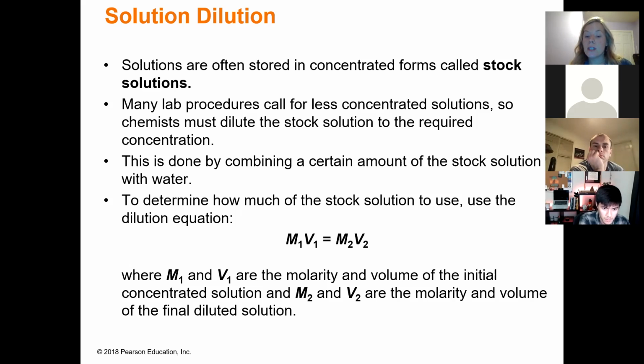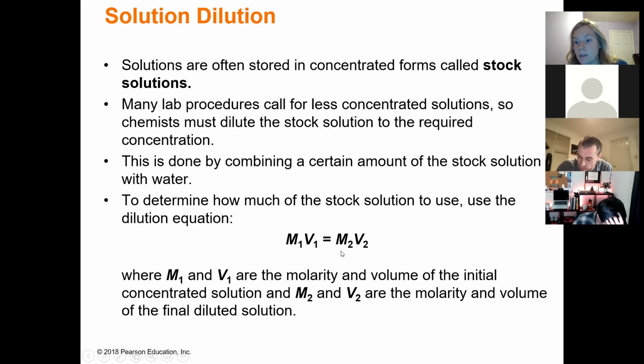And so there's a really nifty relationship between that, which you could even use for your orange juice if you wanted to. And that's M1V1 equals M2V2. The ones are the molarity and volume of your initial concentrated solution, so that would be your stock solution. And then your M2 and your V2 are your concentration and volume of your diluted solution. So the ones are the concentrated thing, the 2s are the diluted thing.